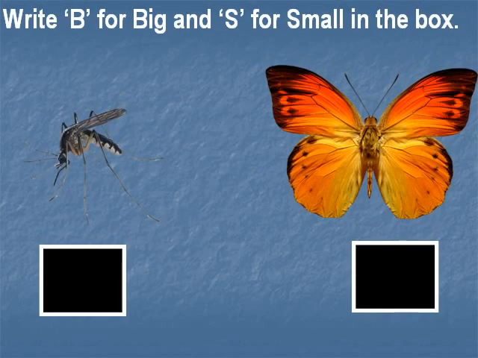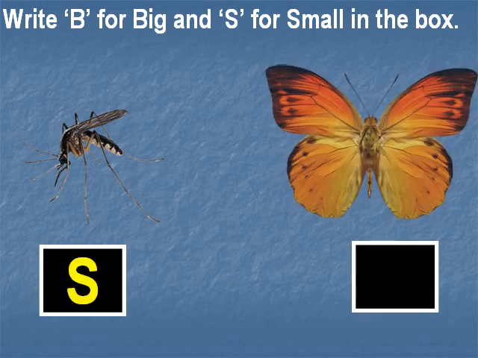Mosquito. A mosquito is a small insect, so write S for small. S. Butterfly. A butterfly is a big insect, so write B for big. B.